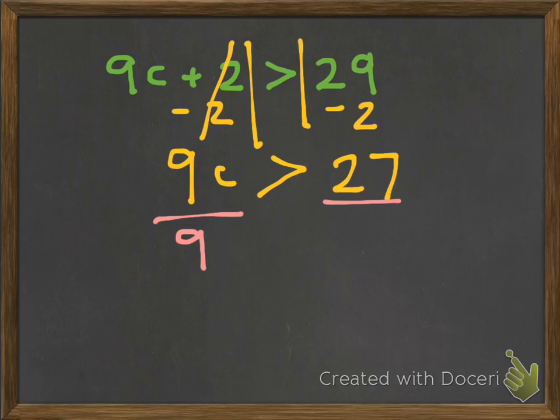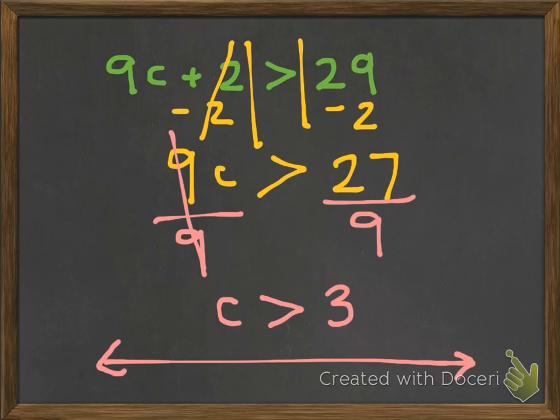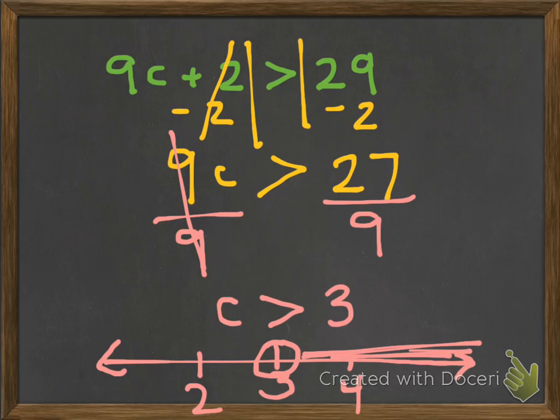I'm dividing by a positive number, so I don't have to do anything to my sign. I just leave it alone. C is greater than 3. Last piece, let's graph it, then you'll practice. My important number is 3. My circle is going to be open because c cannot equal 3. It says c is greater. The numbers that are greater are to the right, so I'm going to shade in to the right. Your turn to practice. Don't forget the flip rule.